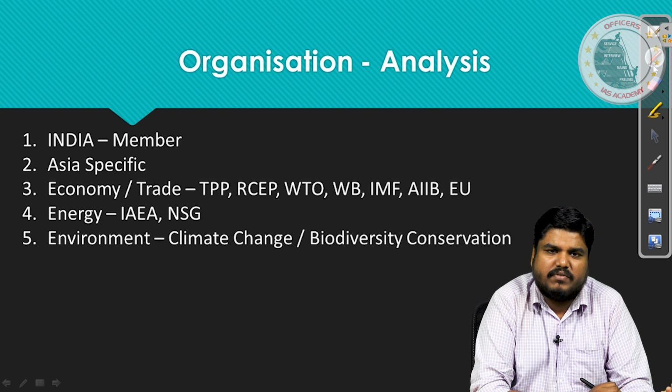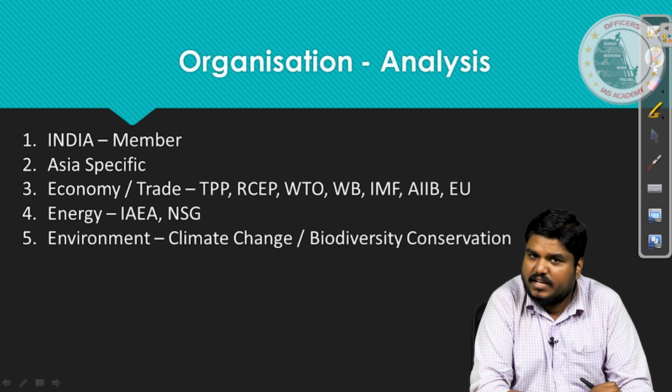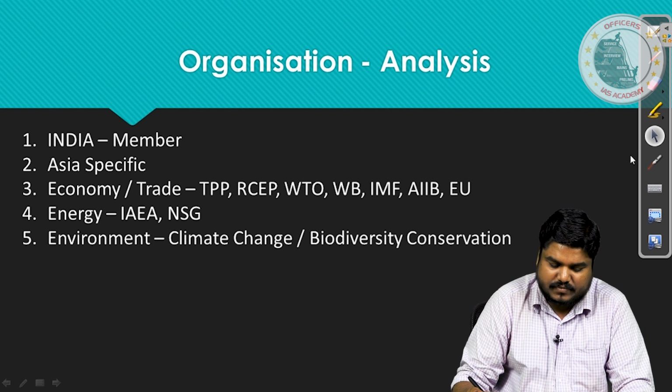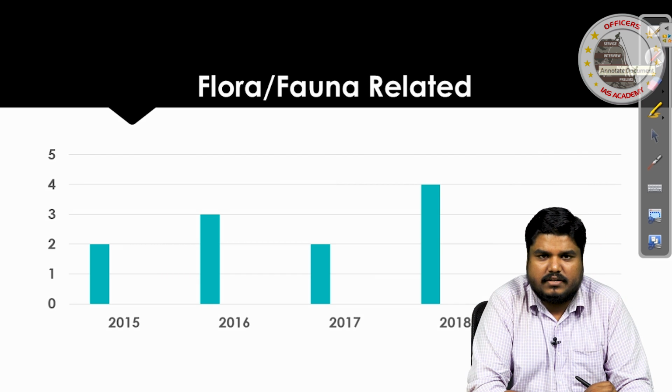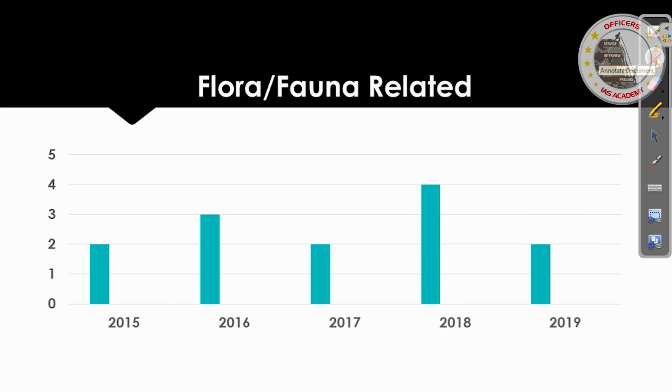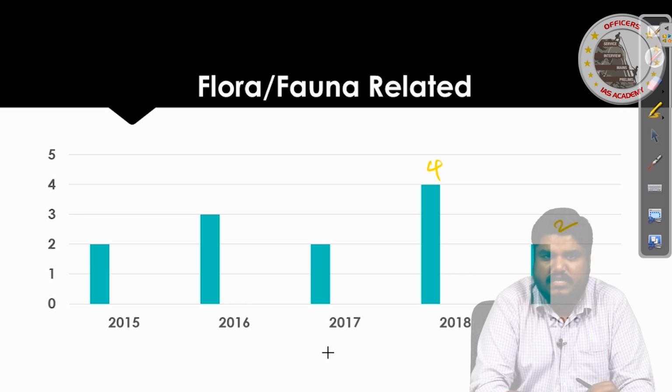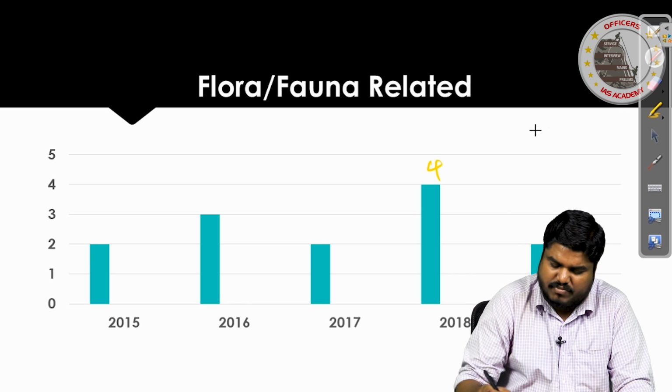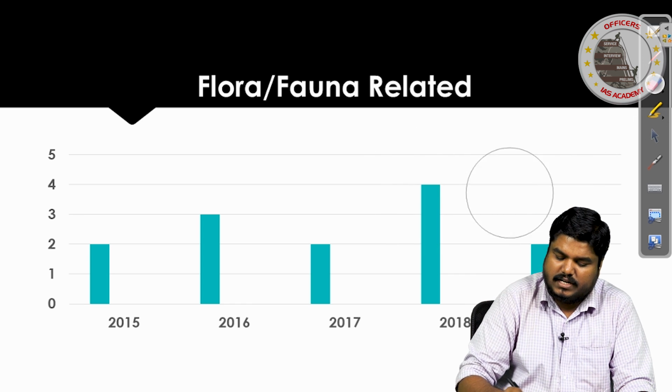We can also expect a good number of questions from these areas in the 2020 prelims too, right. Next is flora and fauna related. We all know UPSC asks species-based questions every year. Minimum they are asking 2 questions, maximum they have asked 4 questions. We can comfortably expect minimum 2 questions, right.